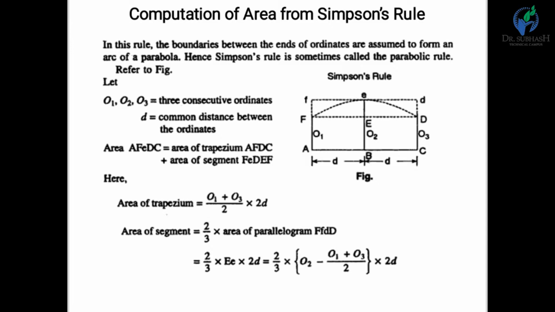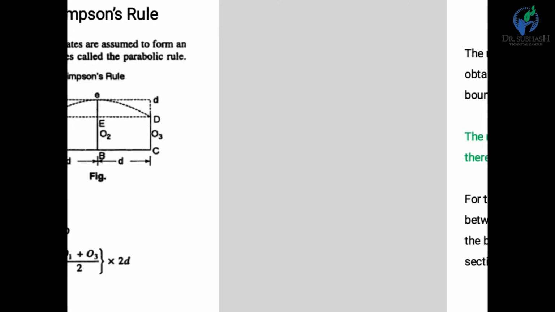Area of segment is equal to 2 by 3 into the area of the parallelogram. Now putting our notation in that formula, we get the area of the segment is equal to 2 by 3 into O2 minus O1 plus O3 by 2, into 2D.